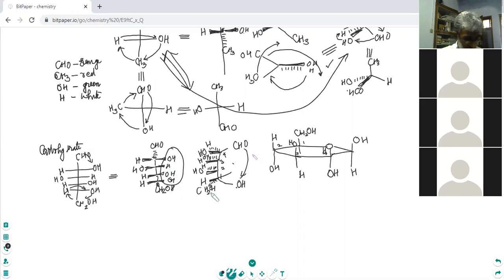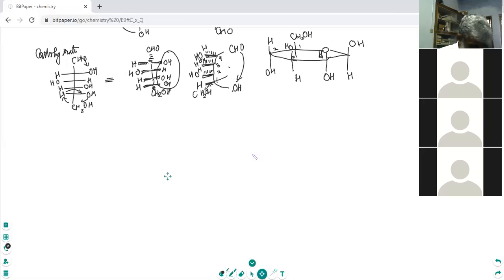Now, let us see. I told you, let us come back to the optical activity. Let me tell you some technical terms. We'll take a simple molecule, 2-butanol. Structure of 2-butanol is CH3, CH2, CH, OH, and CH3. This is the molecule.